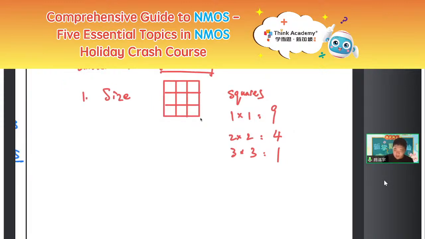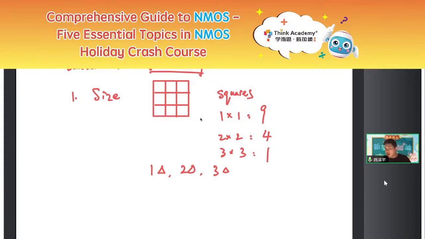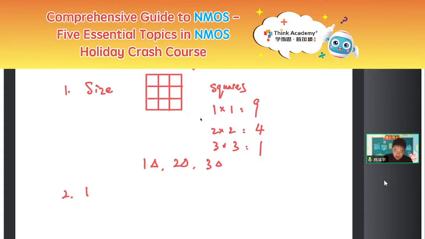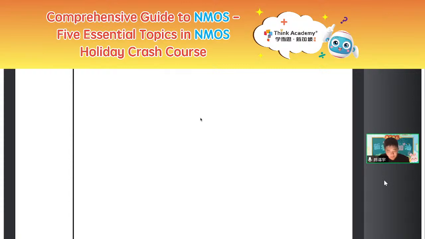Now the second thing, of course, when you do the SASMO test, you classify based on one piece, 2 pieces, 3 pieces. This is actually also about classifying based on the size of the figure. Now the second way is based on the directions. Direction of the figure.